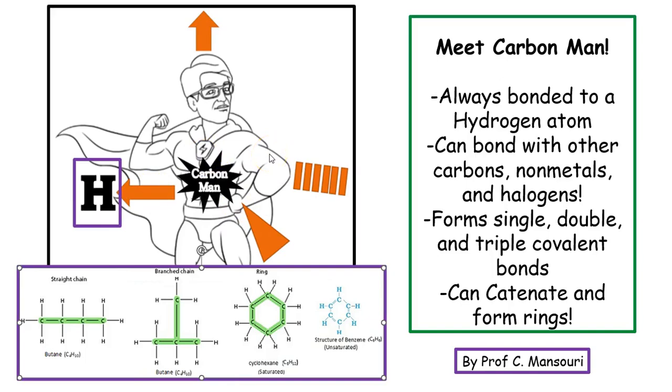They can form single, double, and triple covalent bonds, of course. And carbon can catenate and form rings, and of course, straight chains and branches. And all of these bonds are stable. And this is kind of like our mini intro into carbon. But why and how does it all happen?